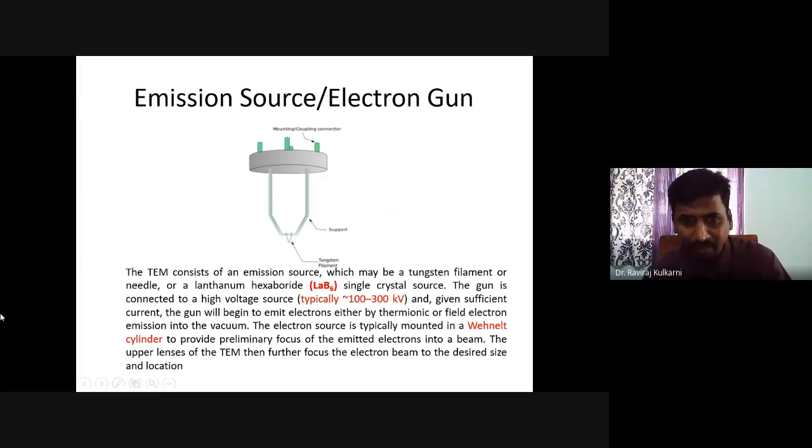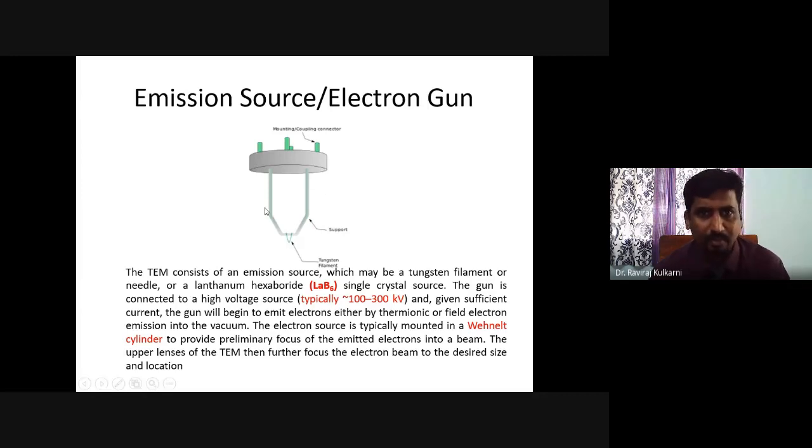Lanthanum hexaboride. The gun is connected to a high voltage source, typically 100 to 300 kilovolt. Given sufficient current, the gun will begin to emit electrons, either by thermionic or field electron emission, into the vacuum. The electron source is typically mounted on a Van Heldt cylinder to provide preliminary focus of emitted electrons into a beam. The upper lens of the TEM then further focuses the electrons to the desired size and location.